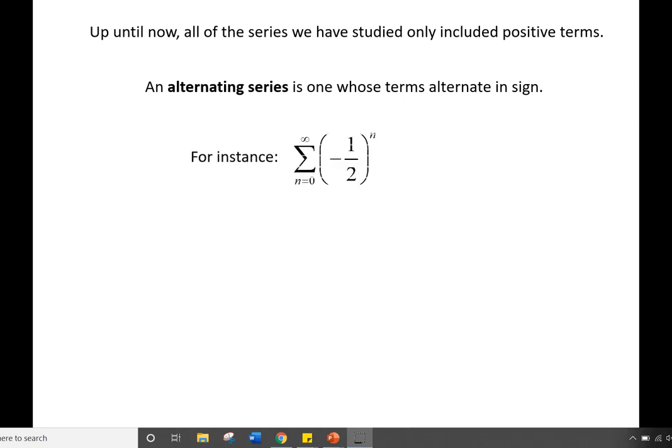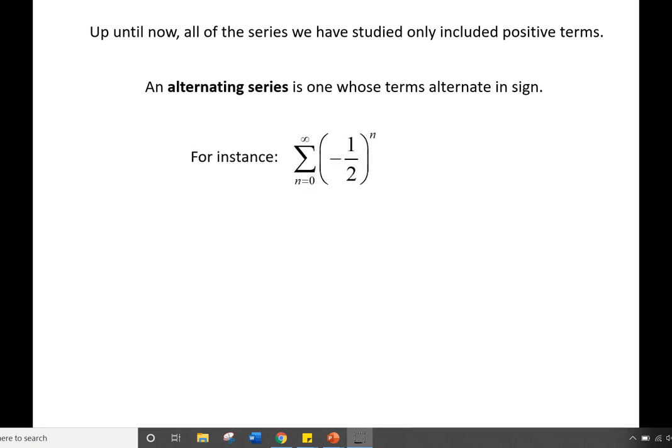So up until now, for the most part, I think earlier in the chapter we might have looked at some series that included terms that were both positive and negative, but most of what we've done has only included terms that were positive. So an alternating series is one whose terms alternate in sign. Generally they go from positive to negative.